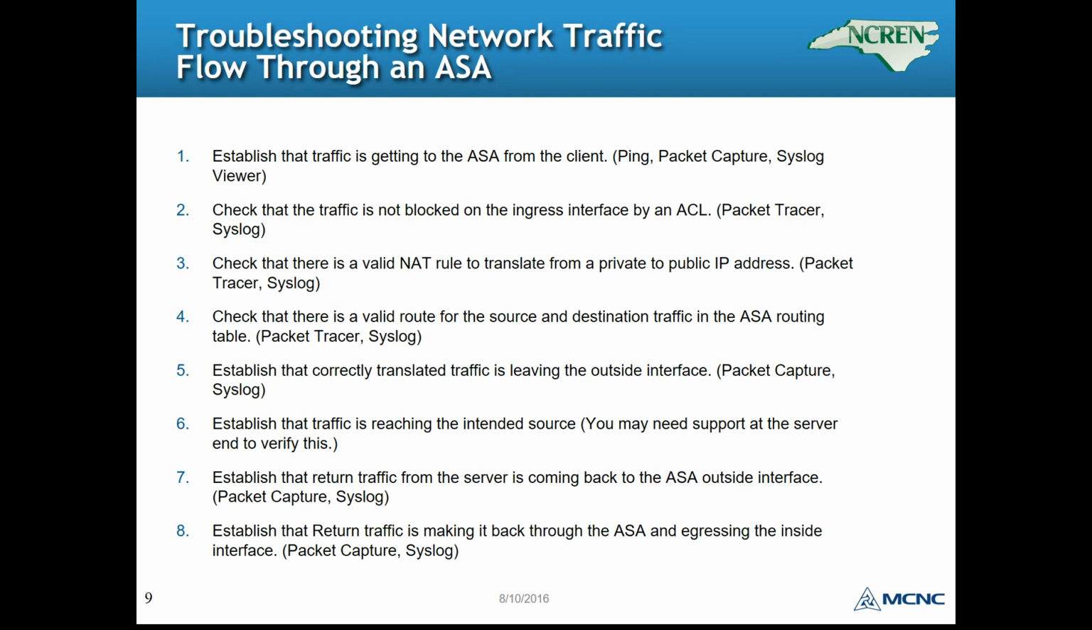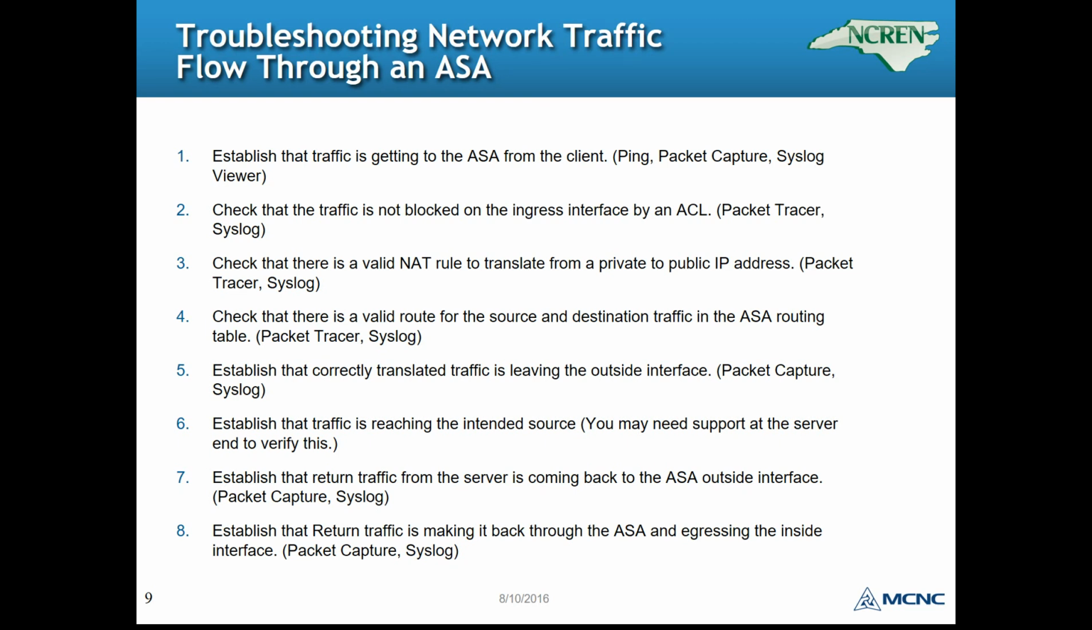We can do a packet capture at the firewall inside interface to see if we see his traffic coming into that interface. You can also use the Syslog viewer; if his traffic is hitting the interface, you will see Syslog messages to that effect. The next thing we do is check that the traffic is not blocked on the ingress interface by an ACL. This is part of that three-step process I was just talking about. The next two items after that are to check that there's a valid NAT rule and check that there's a valid route.